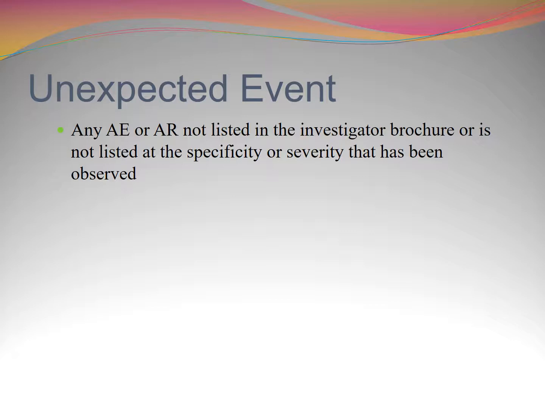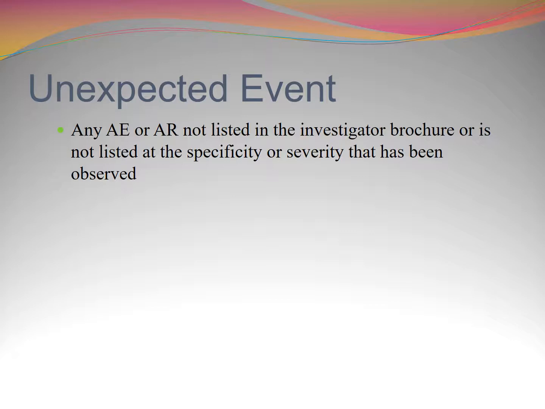that's unexpected. There's a profile of safety risks that's in that investigator brochure, in the protocol, and in the consent form that you give to participants, right? Here's everything we think is going to happen. Well, obviously, if something happened that's not on the list, that is definitely unexpected. The second part's a little bit different. If you have an AE or an AR that is in the investigator brochure, but your patient is experiencing it in a more specific manner or at a worse severity than has been observed, you now have an unexpected event.